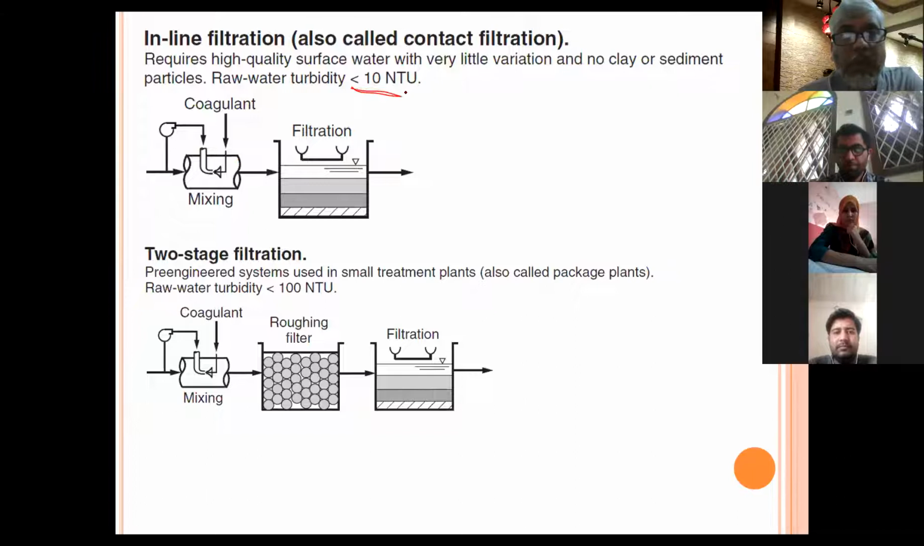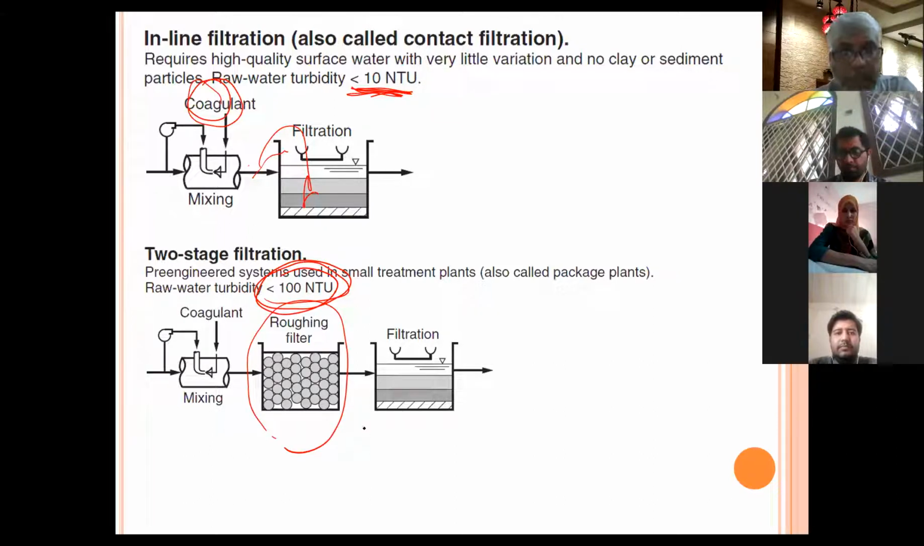If raw water is cleaner, less than 10 NTU, then we just do coagulation. We don't even need flocculation because the particles are already very low. So we just use filtration. If raw water turbidity is low, sometimes we use two filters. One is a roughing filter to remove some part, and then filtration with different media. So we can use two steps to remove all the turbidity particles.